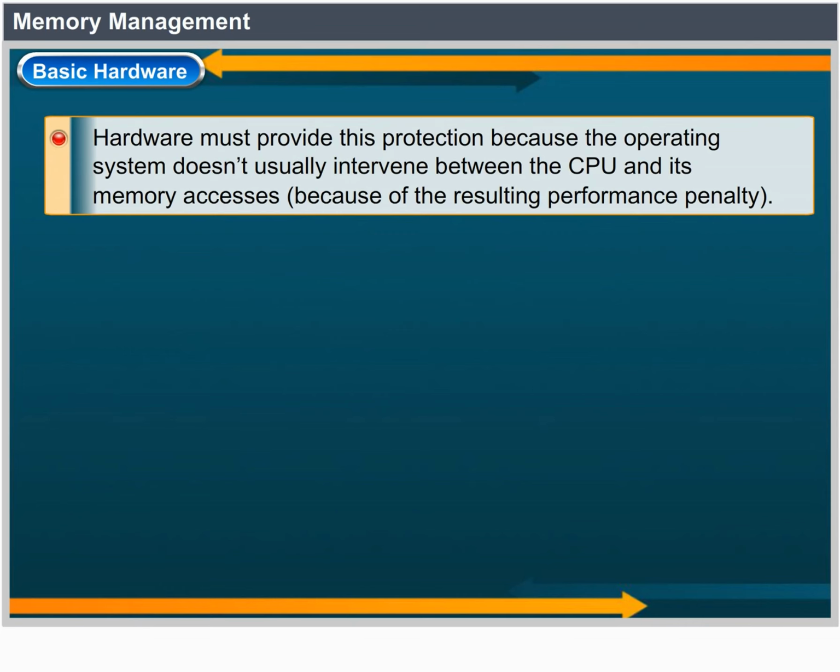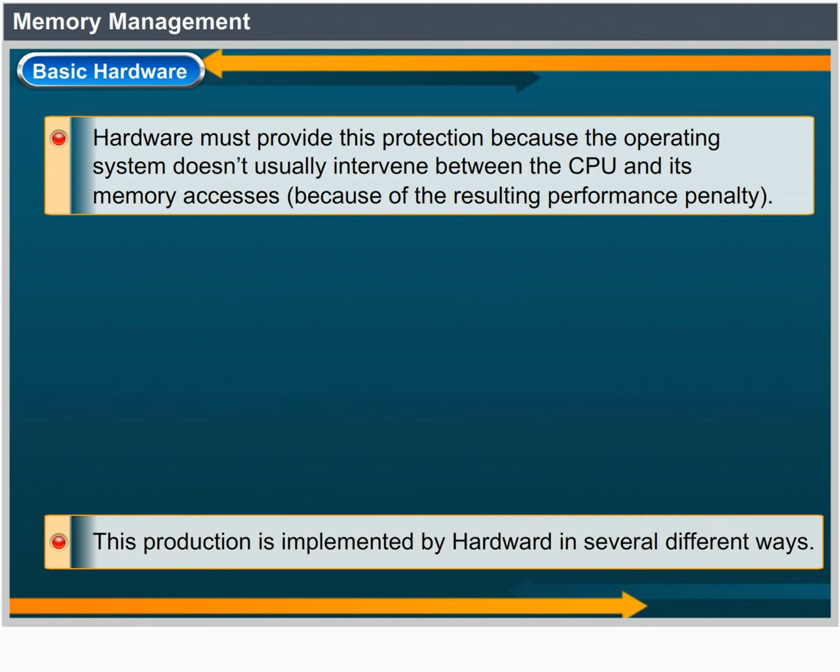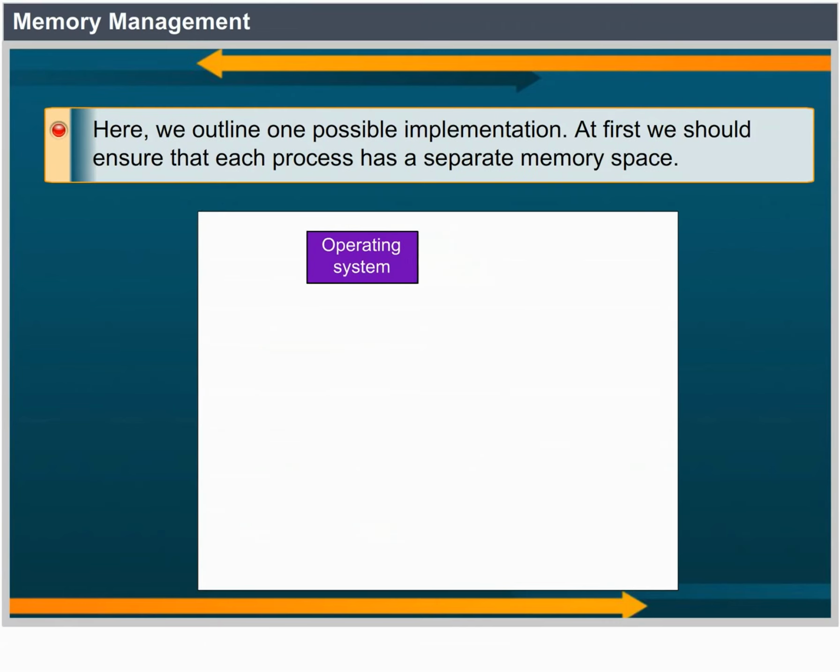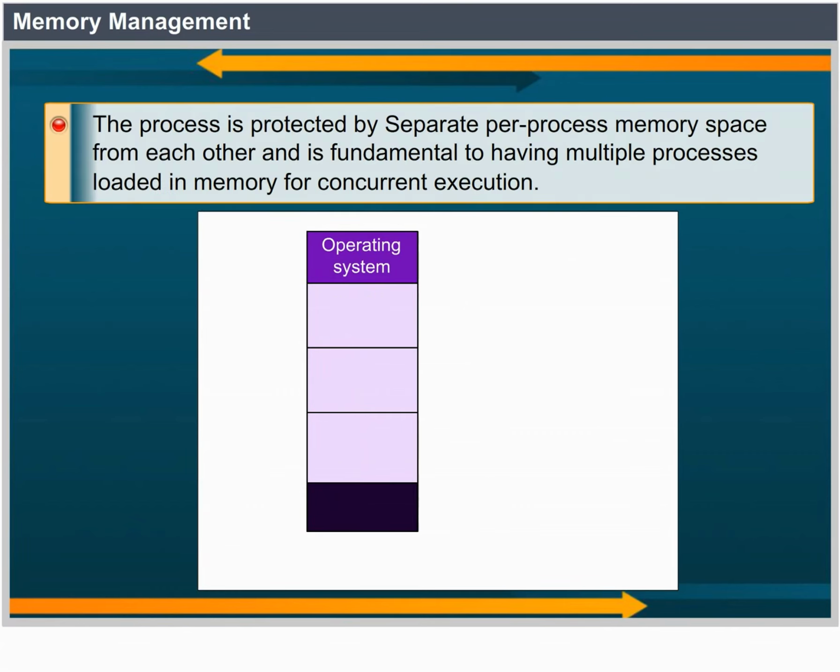This protection must be provided by the hardware because the operating system doesn't usually intervene between the CPU and its memory accesses because of the resulting performance penalty. Hardware implements this protection in several different ways. Here we outline one possible implementation. We first need to make sure that each process has a separate memory space. Separate per-process memory space protects the processes from each other and is fundamental to having multiple processes loaded in memory for concurrent execution.